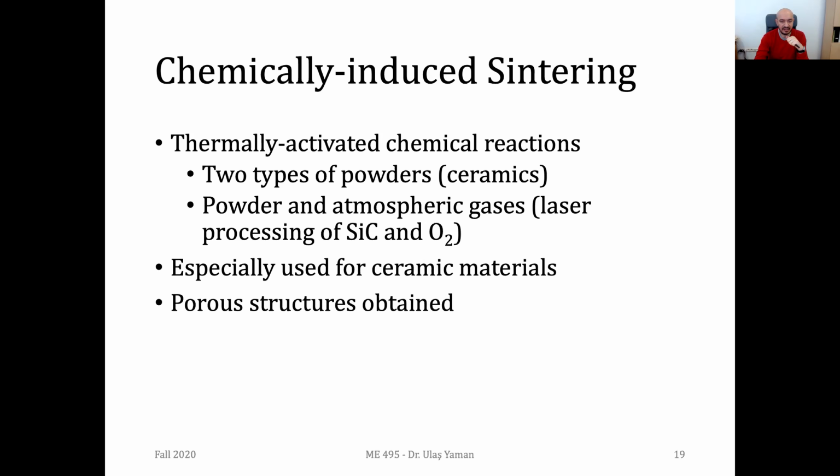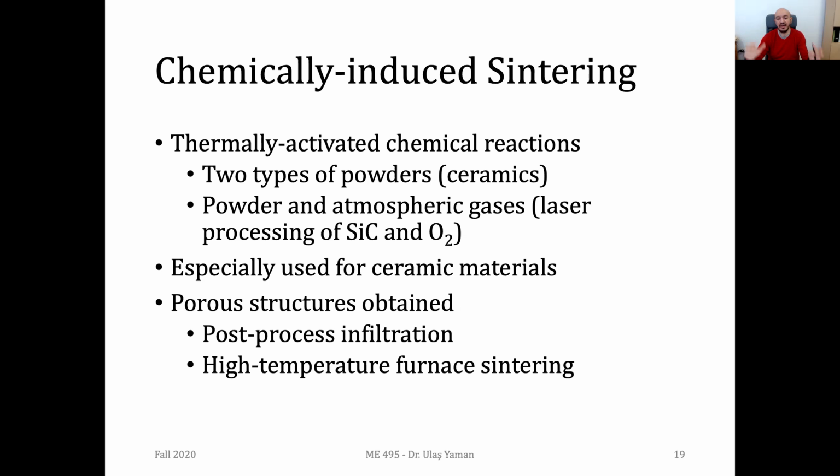And this is mostly done in ceramic manufacturing. We don't have many commercial machines applying chemically induced sintering. For most of the time, you will have high porosity, which means that we cannot directly use the resulting product. We need to do post-process infiltration. We can embed, let's say, secondary material into these porous regions by using infiltration.